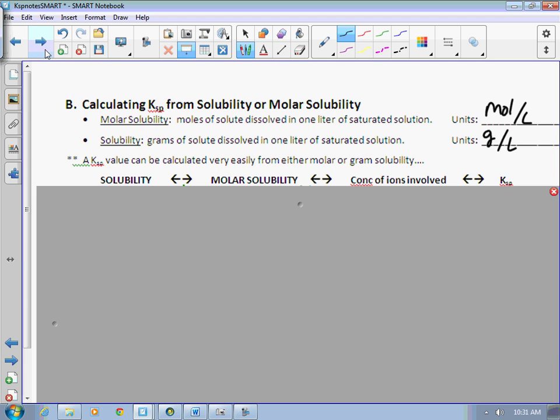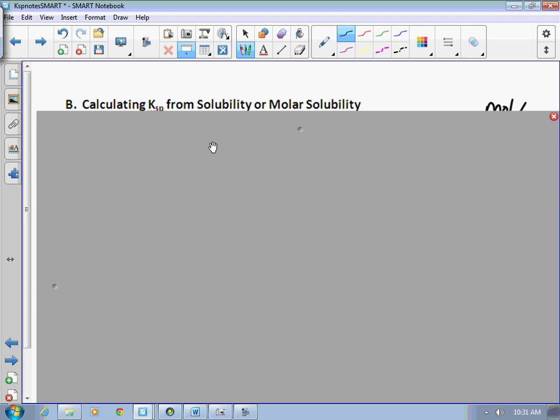Now let's move on and try a different one. So soon you're going to find out in the book work problems and all that, it's going to ask you to solve for molar solubility or solubility. So basically, how soluble is that compound? Okay, and you can go both ways. You can calculate the solubility from the KSP, or you can calculate the KSP from the solubility.